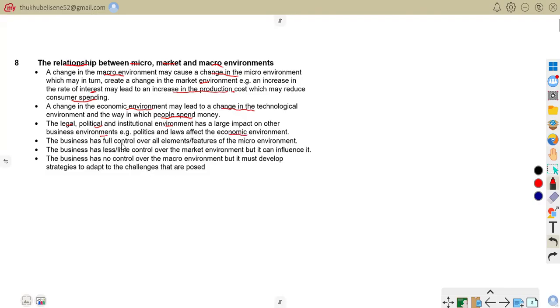The business has full control over all elements and features of the micro environment. We know that they have full control. The business has little control over the market environment, but can influence it. We know they have what? They have limited control, but they can drive or influence. The business has no control over the macro environment, but must develop strategies to adapt to the challenges that are posed.